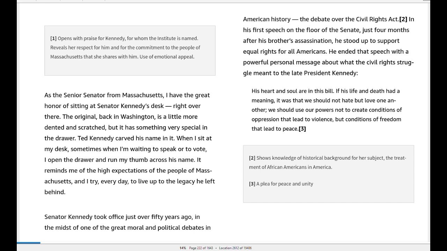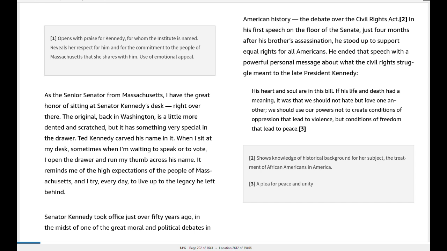Use of emotional appeal. As the senior senator from Massachusetts, I have the great honor of sitting at Senator Kennedy's desk, right over there. The original, back in Washington, is a little more dented and scratched, but it has something very special in the drawer. Ted Kennedy carved his name in it. When I sit at my desk, sometimes when I'm waiting to speak or to vote, I open the drawer and run my thumb across his name. It reminds me of the high expectations of the people of Massachusetts, and I try, every day, to live up to the legacy he left behind.